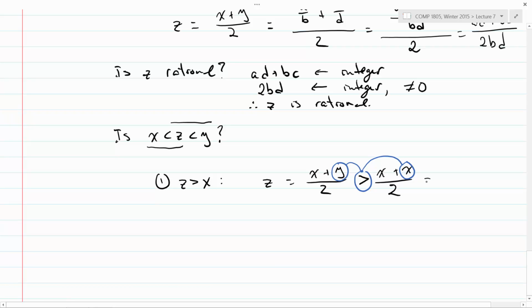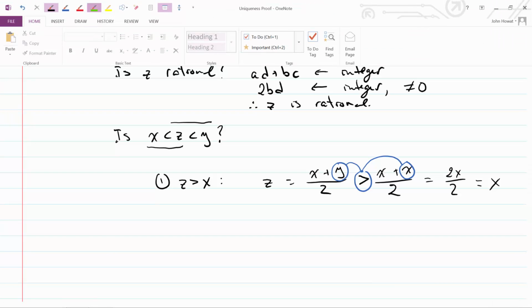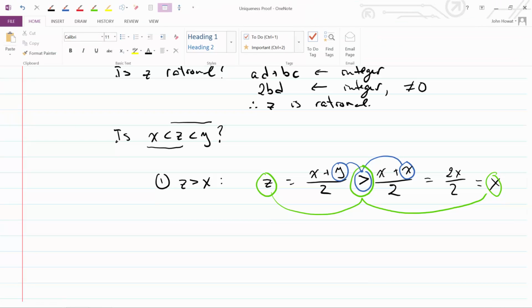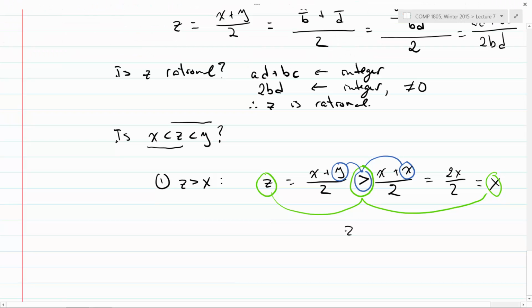And now I can say, okay, great. Now I have x plus x is 2x, and I have 2 on the bottom, so that's just x. 2x over 2 is x. So what I showed was that z is greater than x. That's all I had to do there. Any questions about how I did that?